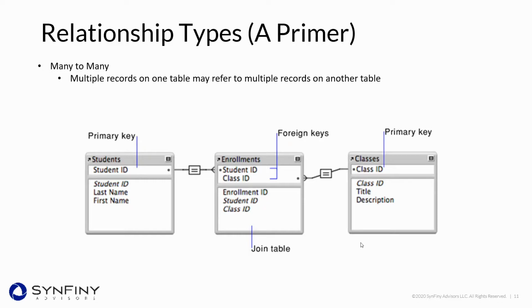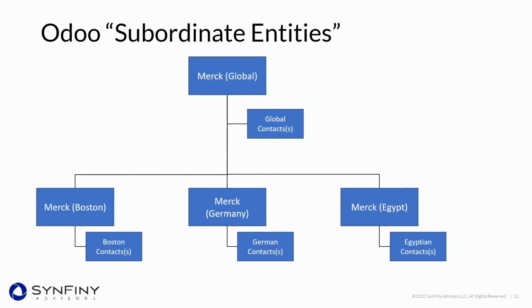Now, we're not building a SQL database in Odoo, but we are building relationships between entities in Odoo. Let's use a company in Odoo as an example, Merck. So Merck is a company that we have multiple relationships with in different countries.